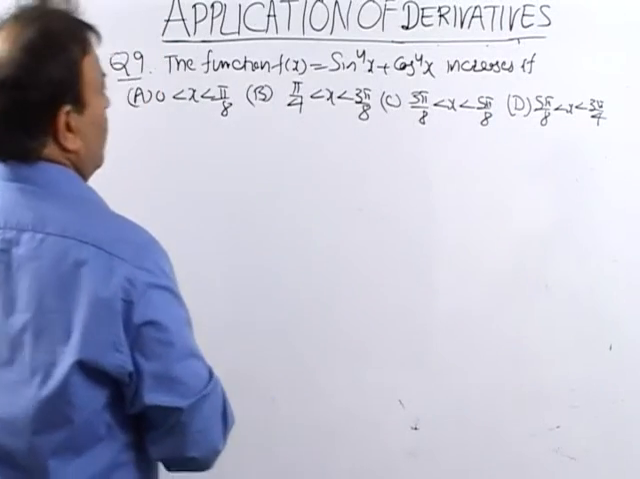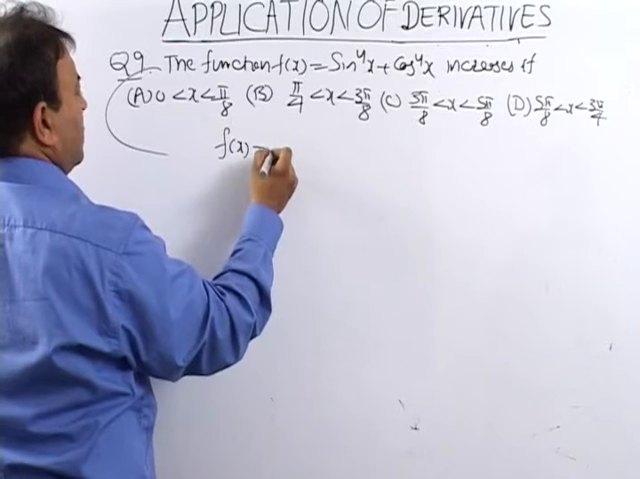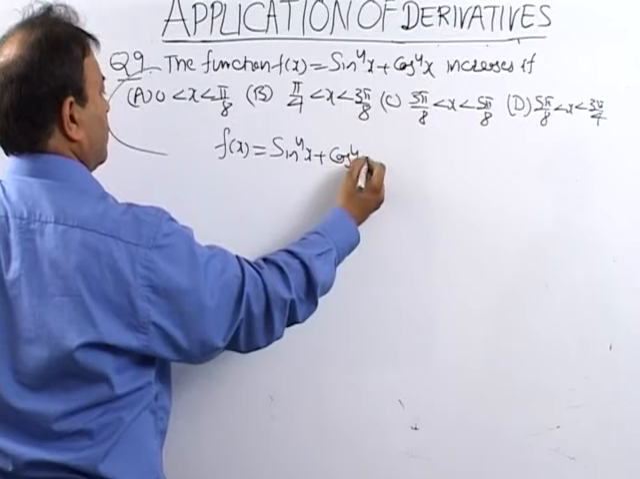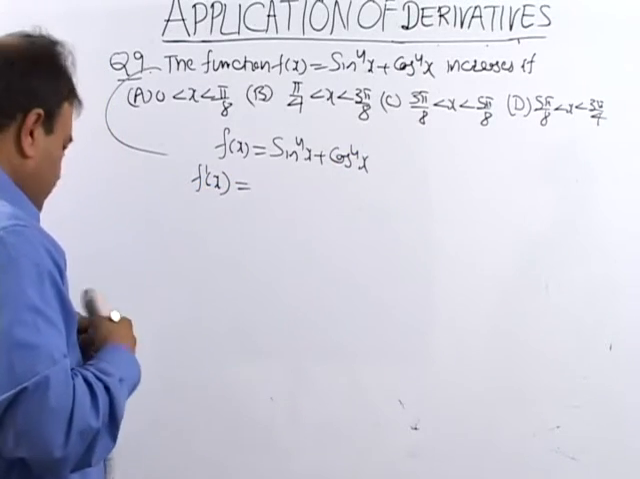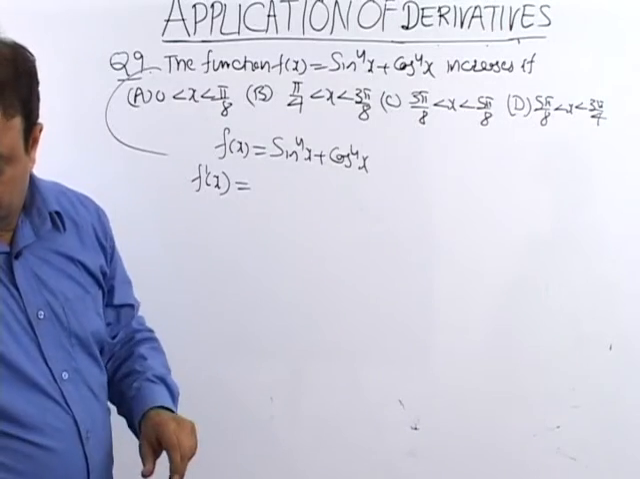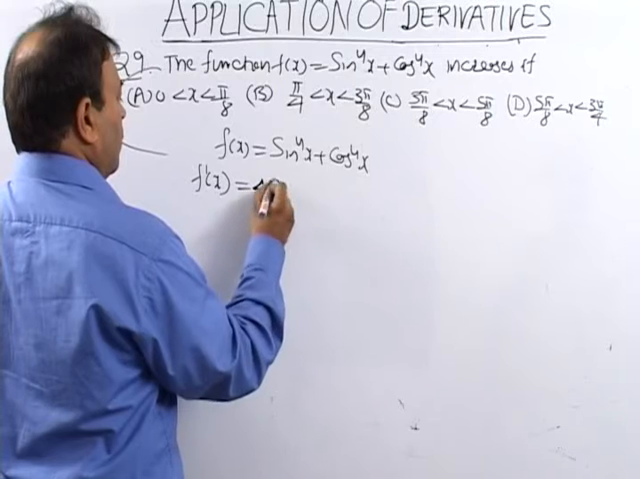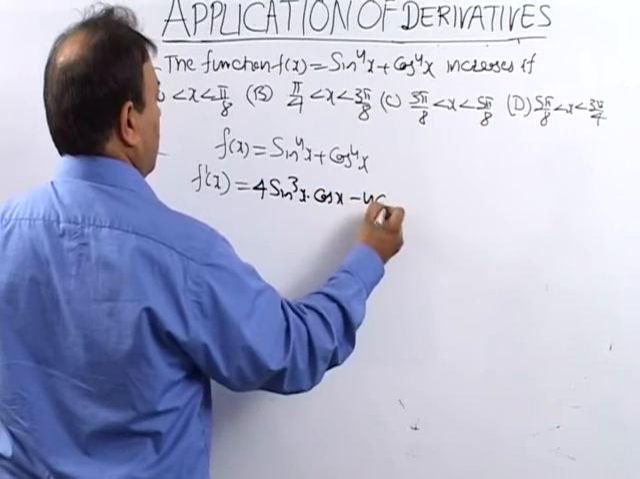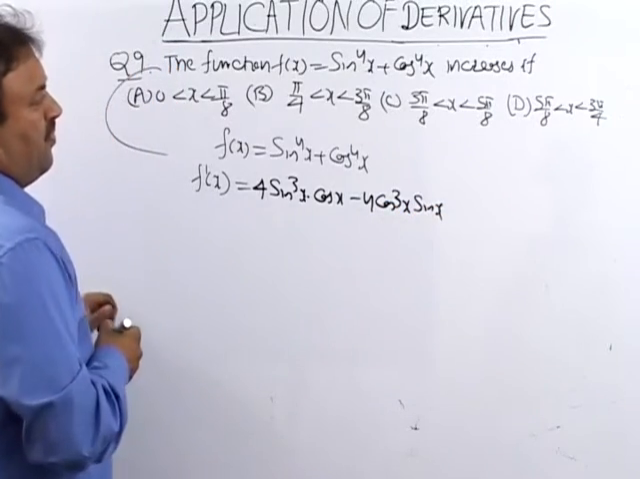So fx is equal to this one increases. Fx is equal to sin power 4x plus cos power 4x. F dash x is equal to 4 sin cube x cos x minus 4 cos cube x into sin x.